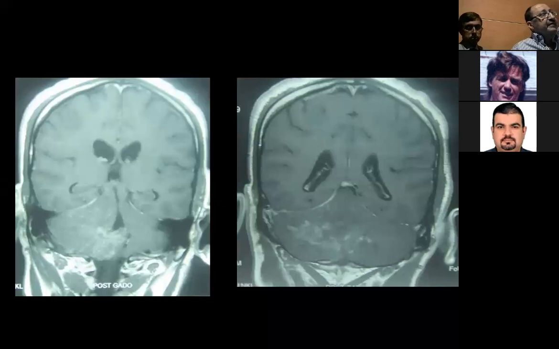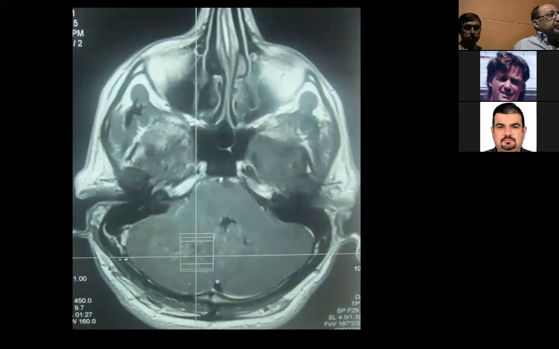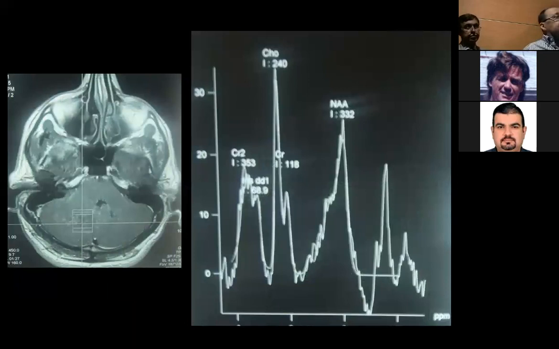This is spectroscopy, single voxel spectroscopy. Sometimes it can help because it's an inflammatory process, and we look for the lactate. This is the spectroscopy. This is the ppm, parts per million, and this is the concentration. If you look carefully here, we have this lactate peak at 1.4.